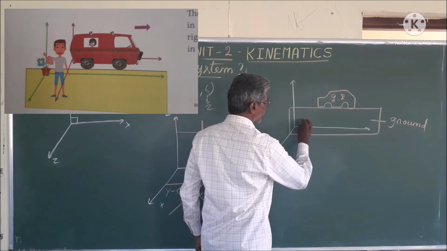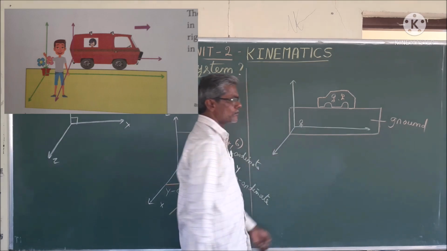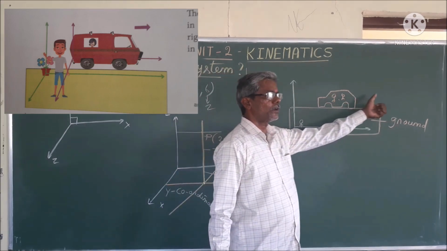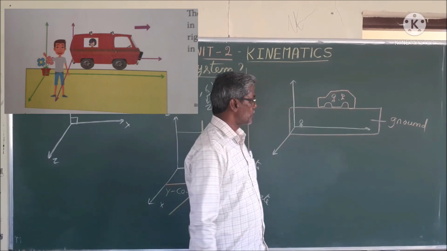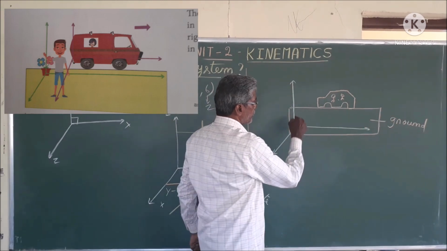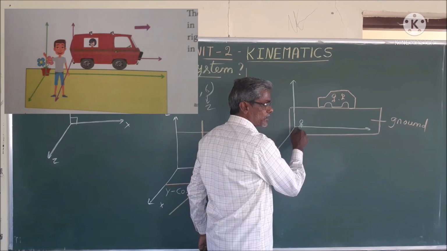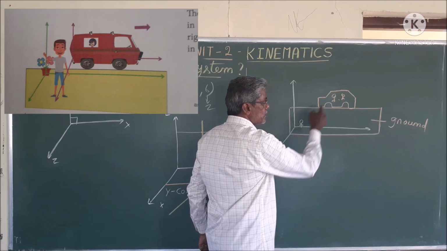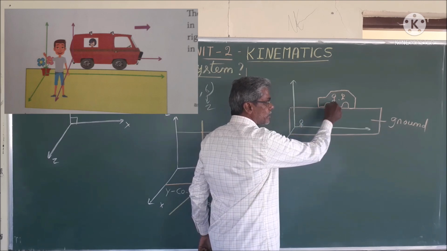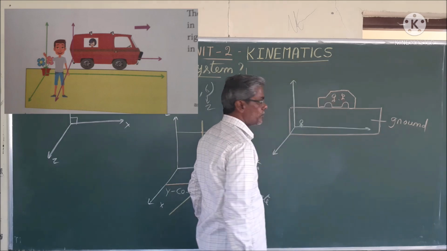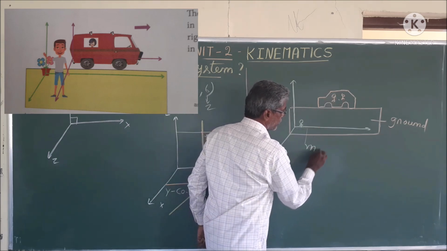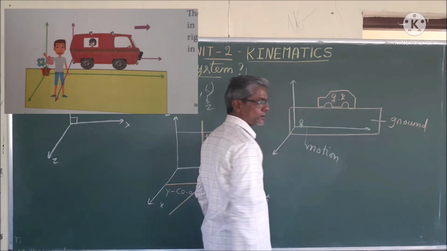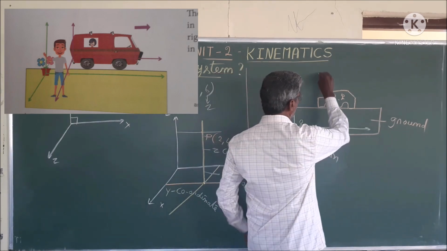Now I am observing this. This car is in uniform speed, that is, in motion. Now from this point of reference, the passengers who are inside will be in motion. They will be in what? Motion.